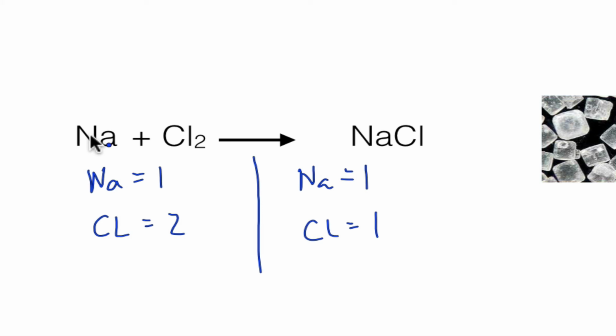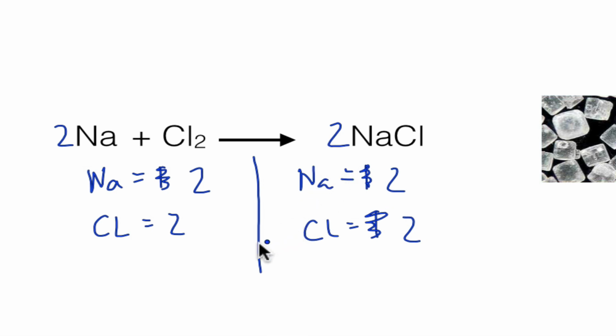We can't go down in coefficients either, so we can't take one away. For Cl, we need to add a 2 out in front. We can only change the coefficients out in front again, and so that makes our Cls balanced. But what does that do to our Na? That changes that one to 2. So now our Nas are not balanced, so we need to go back and balance those again. That gives us 2 Na. So now we have 2 Nas on both sides, 2 chlorine on both sides. We have a balanced equation now.